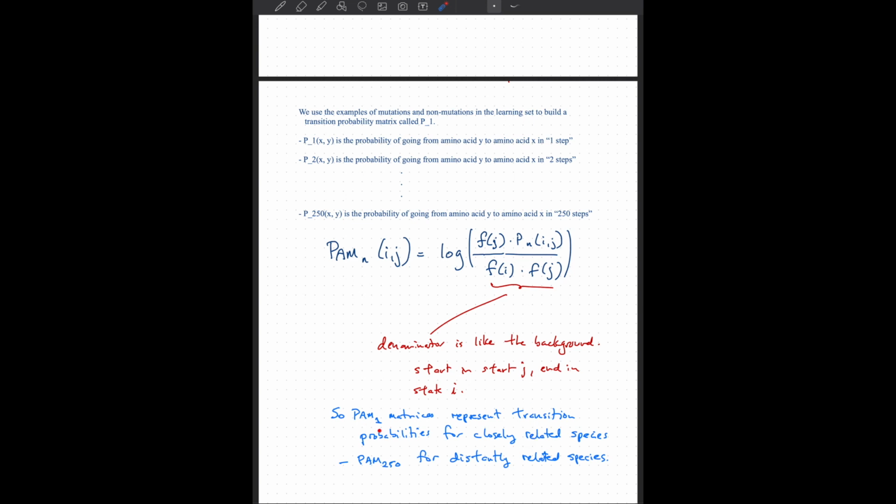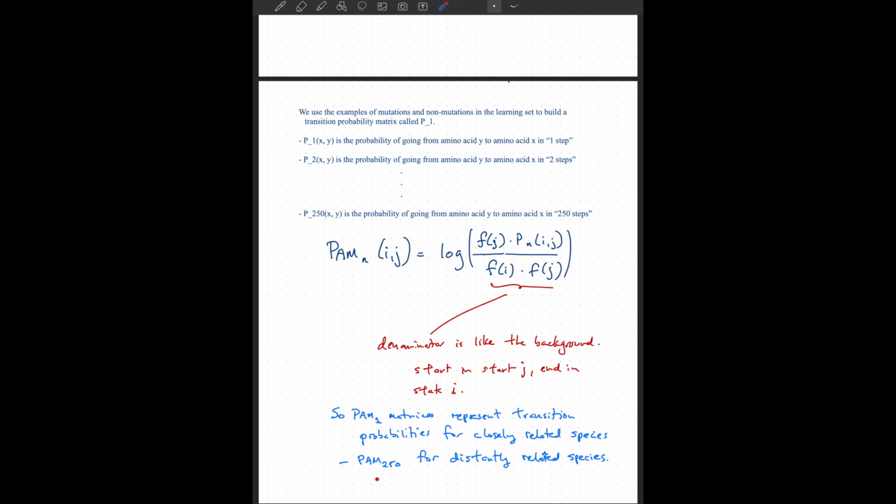So in the end, the PAM1 matrices represent transition probabilities for closely related species. If I have two really close species like human and chimp, even closer maybe than that, it wouldn't take very many steps in the Markov model to convert me into a chimp, right? But to convert me into a yeast, you would really have to change a lot of things, and that might take hundreds of steps in that Markov model.